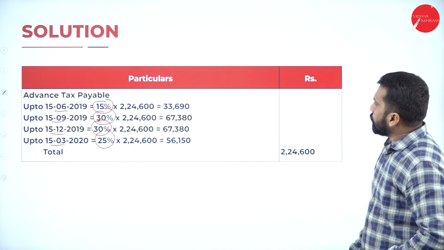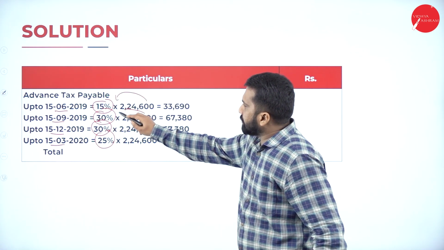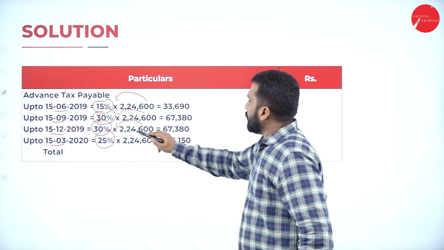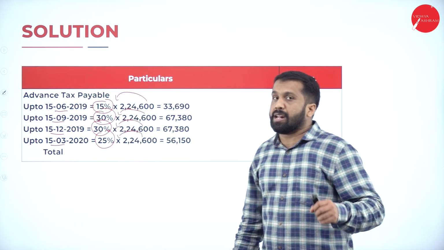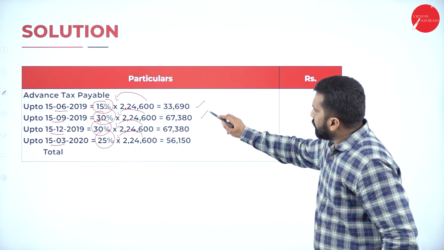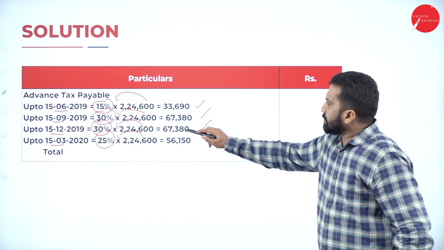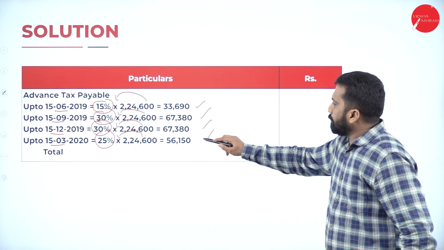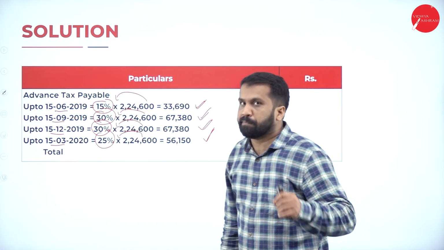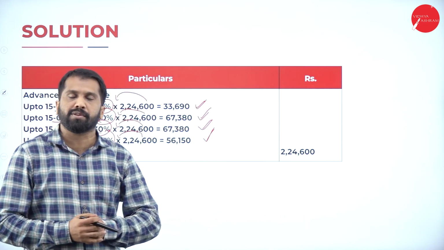2,24,600 into 15%, 2,24,600 into 30%, 2,24,600 into 30%, 2,24,600 into 25%. Hope you are clear. Yes. So you got 33,690, 67,380, 67,380 and 56,150. Hope you are clear. Very good. So these are the calculations we are supposed to do.